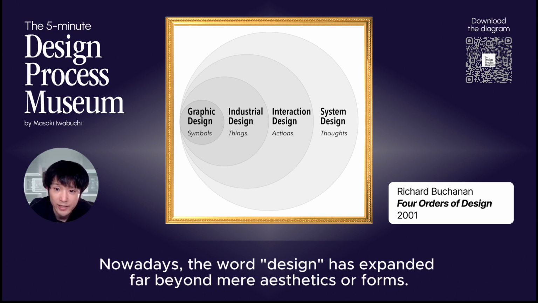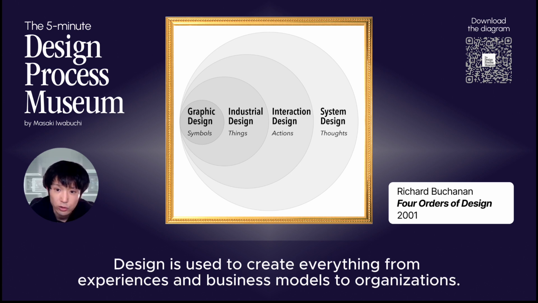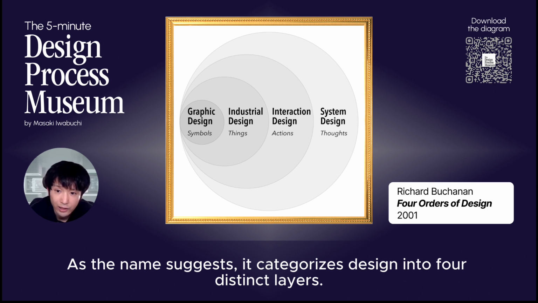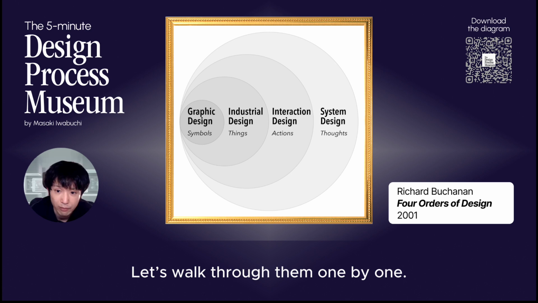Nowadays, the word design has expanded far beyond mere aesthetics or forms. Design is used to create everything from experiences and business models to organizations. The root of this broad perspective can be traced back to today's diagram, the 4 Orders of Design. As the name suggests, it categorizes design into 4 distinct layers. Let's walk through them one by one.